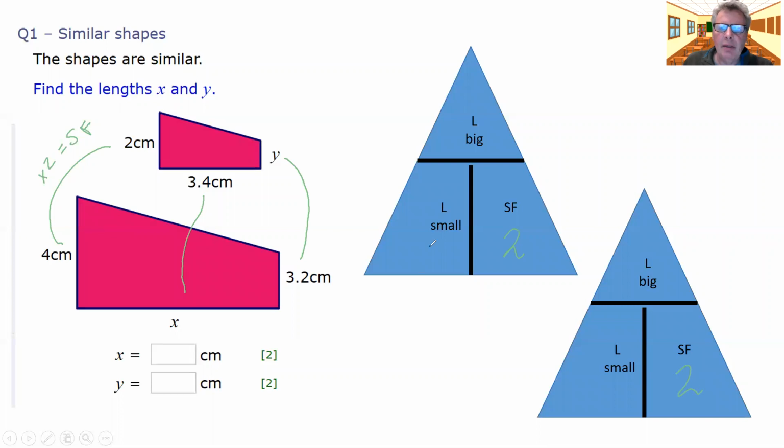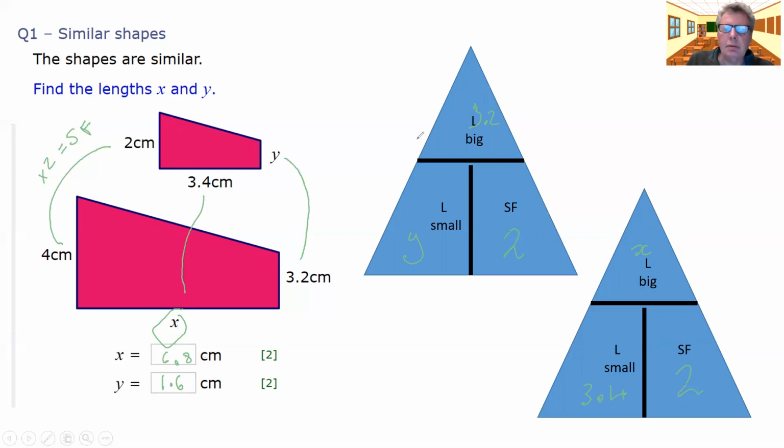over there. Then if I want to find y, that is on the little shape, isn't it? So y comes down here. So we know y times 2 is 3.2. So to find y, we do 3.2 divided by 2, that's 1.6. Where x is on the big shape, so it's up here, but that is associated with the 3.4. So 2 times that is going to give us 6.8.